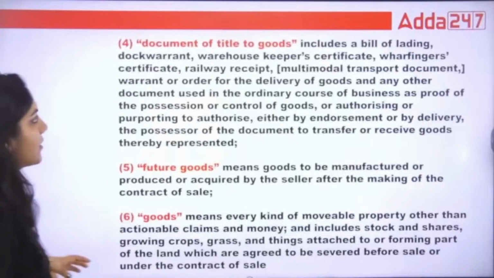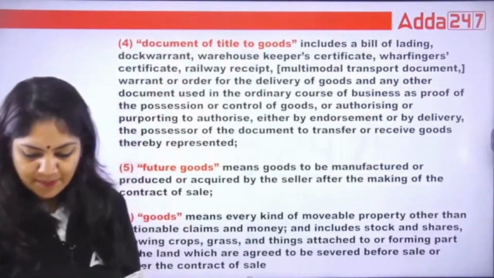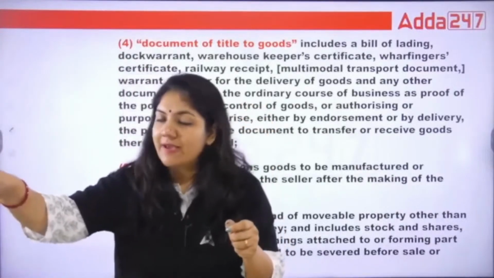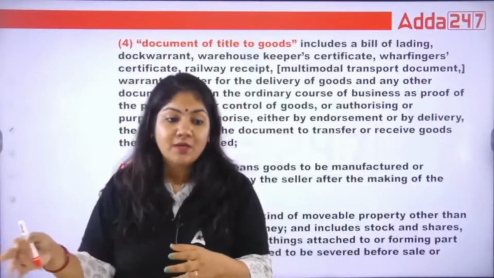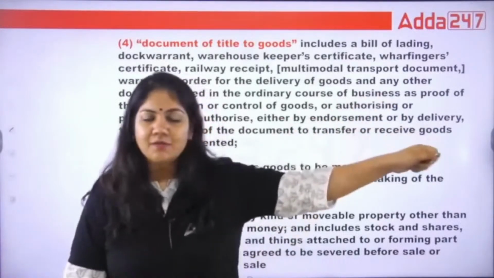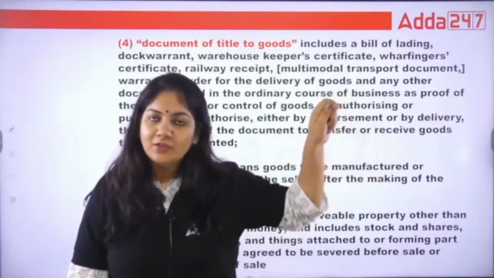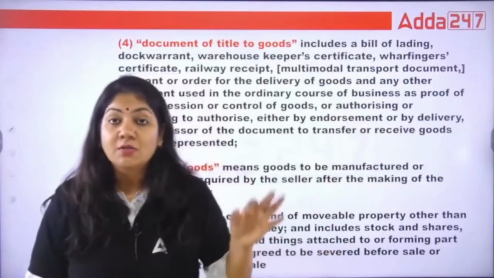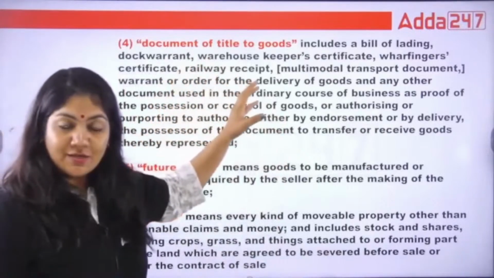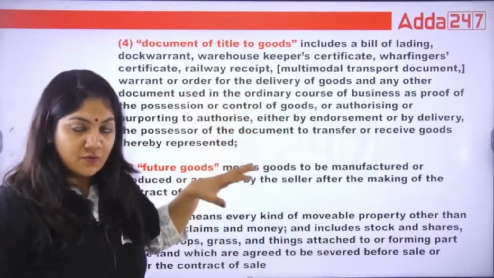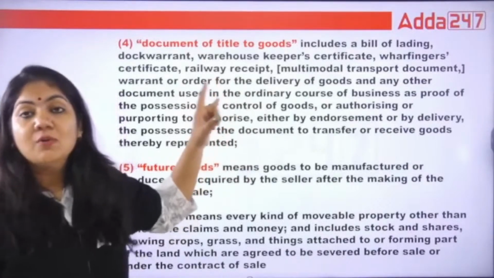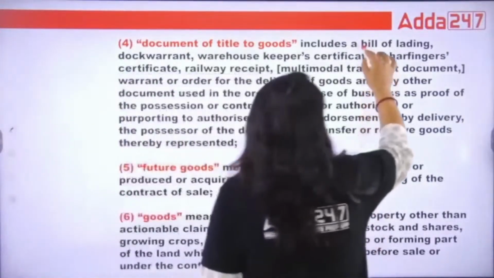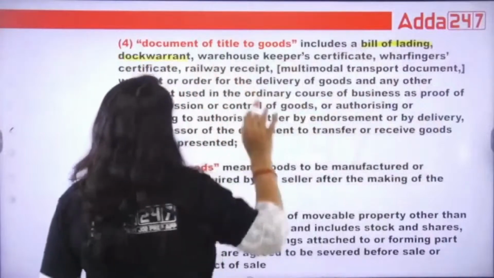What is document of title to goods? Suppose I have a property and I want to sell it. I have to show my document to the buyer. If I show the title document, he will be assured that yes, Nikita ma'am is the owner of this property. So whatever examples I will now give you are called documents of title to goods. What are the examples? See, bill of lading, dock warrant.